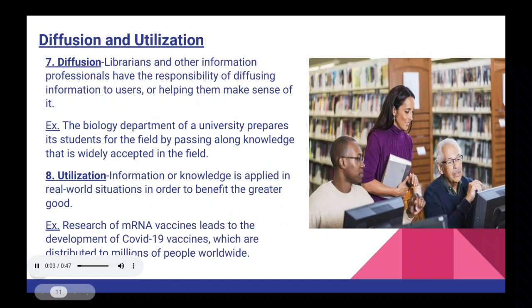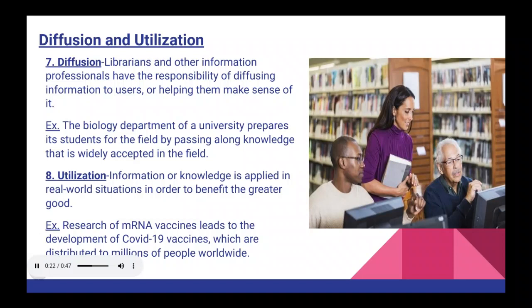Diffusion occurs when an information professional acts as an intermediary in helping users make sense of information that is presented to them. Ensuring that information can be understood certainly assists in preservation. Information with little context or that can't be easily comprehended is of little use to anyone.